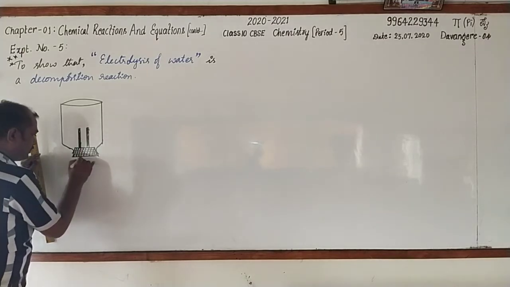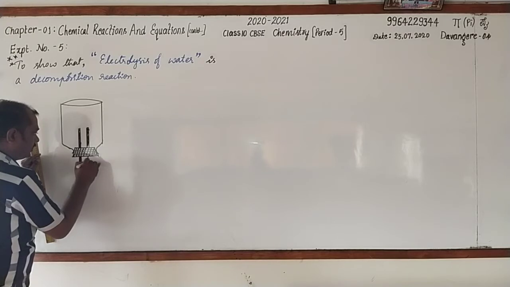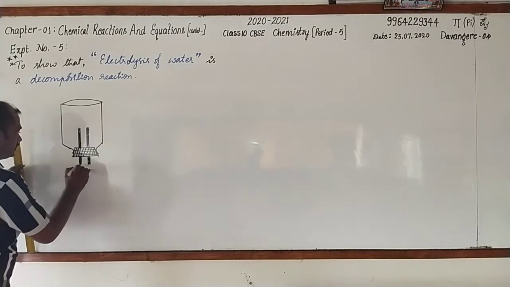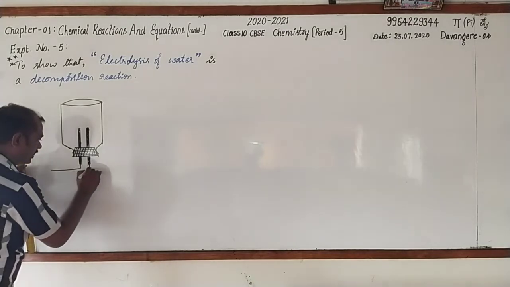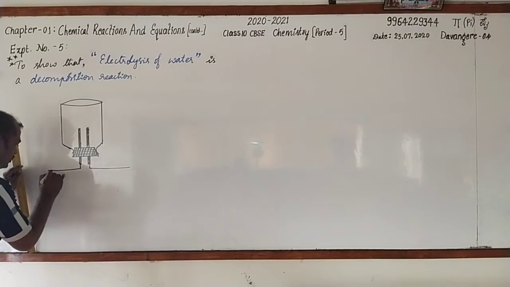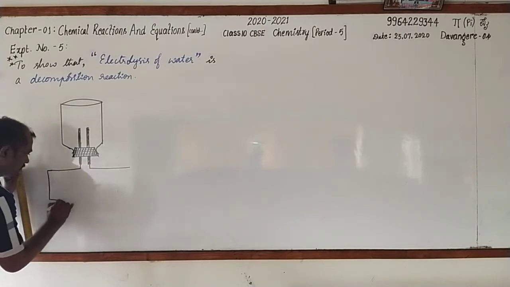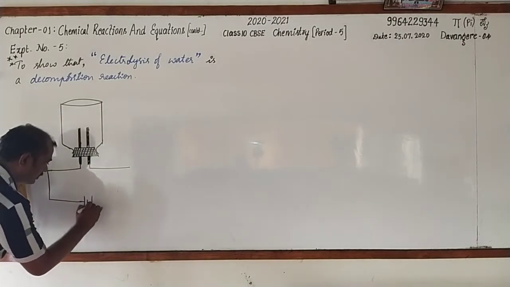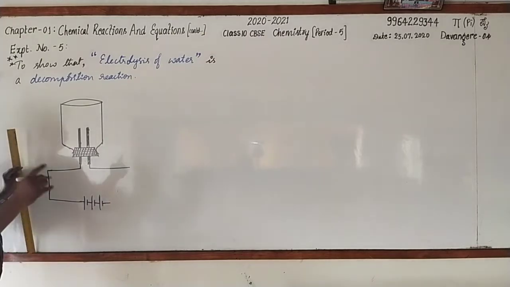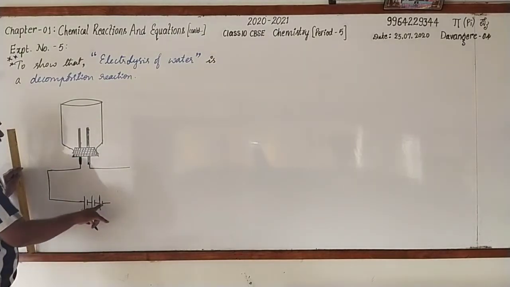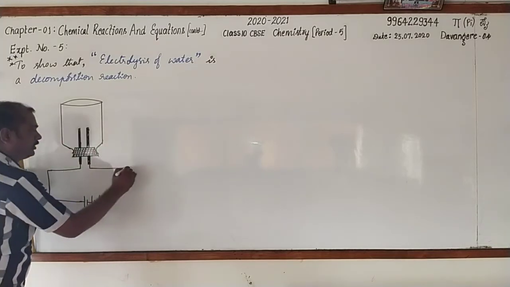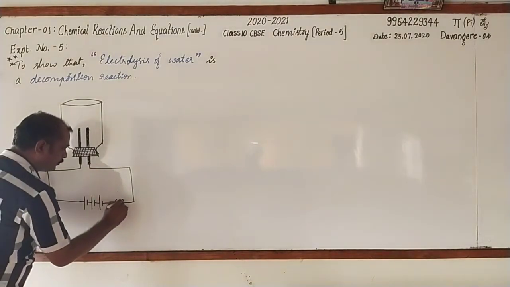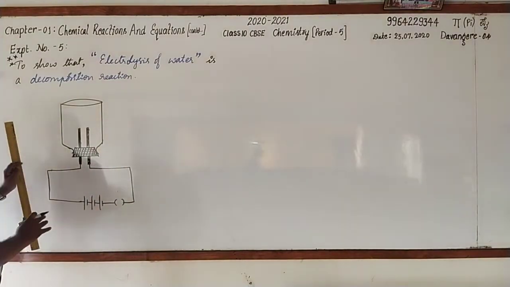And these graphite rods are to be connected to the terminals of a battery. Let me draw that. Observe it. This is Y, and one end of the wire is connected to one graphite rod and the other end is connected to the positive terminal of a battery. And we will take one more wire. One end of it is connected to another electrode and the other end is connected to the negative terminal of a battery along with the switch. Clear?